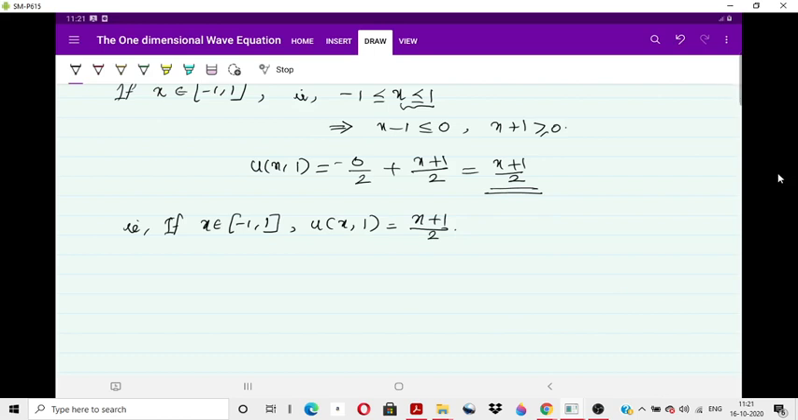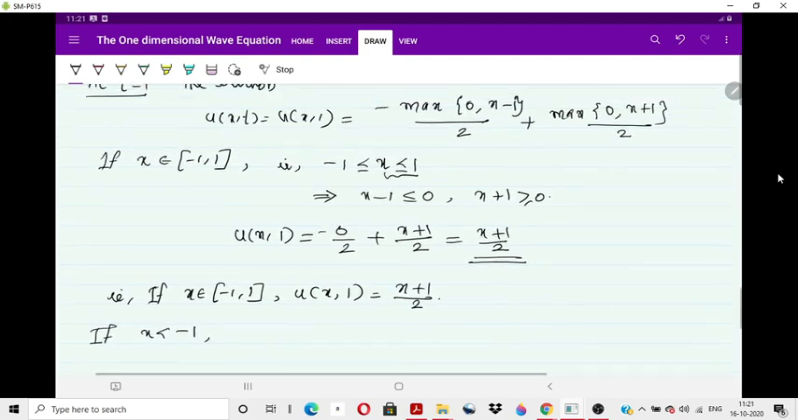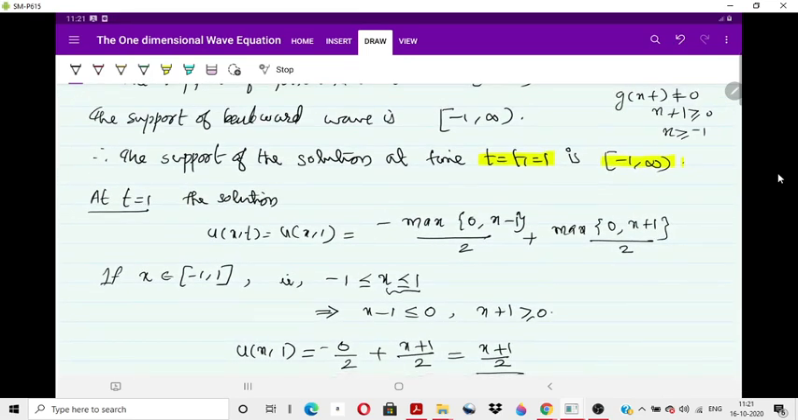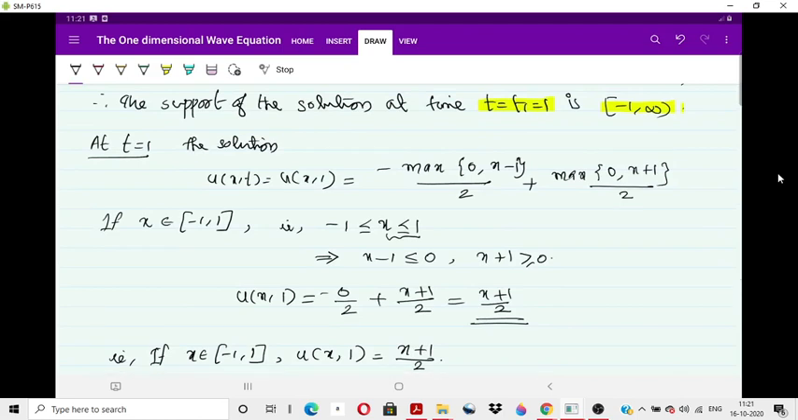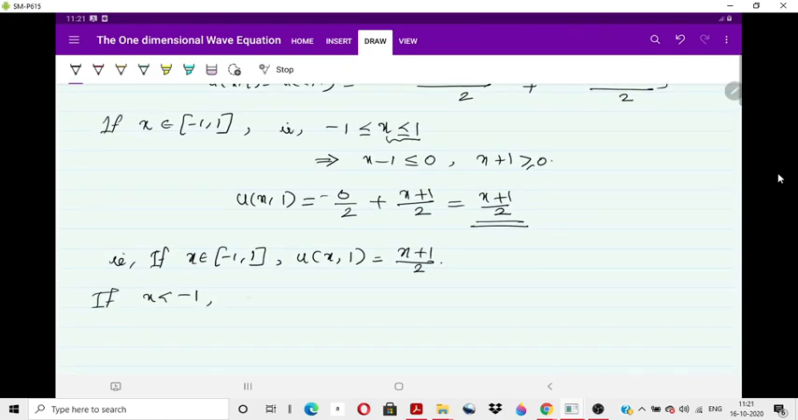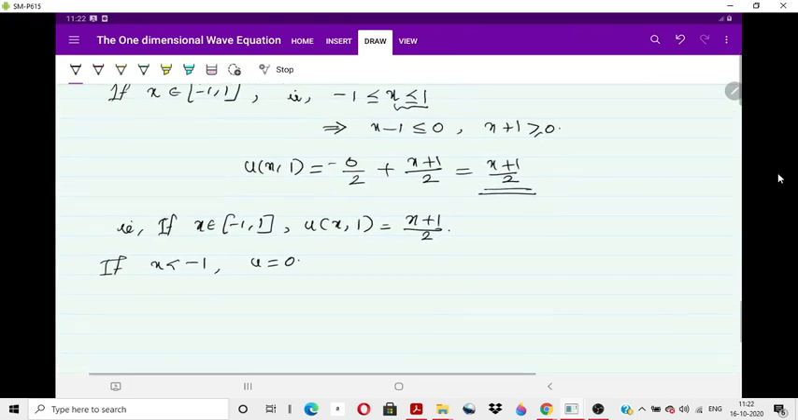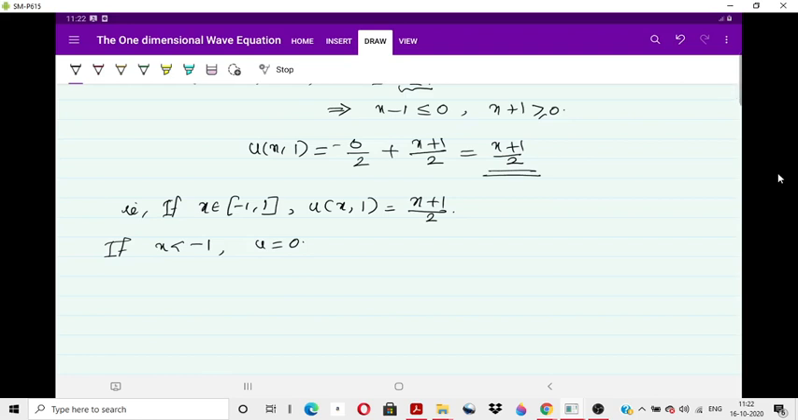And if x is outside, that is if x is less than minus 1, we know that the support of u is given by the closed interval minus 1 to infinity. That means support means the set of all points where u has non-zero values. So outside this interval u must be 0. So when x is less than minus 1, it is outside the closed interval minus 1 to infinity. So u must be equal to 0. When x is less than minus 1, u is equal to 0.